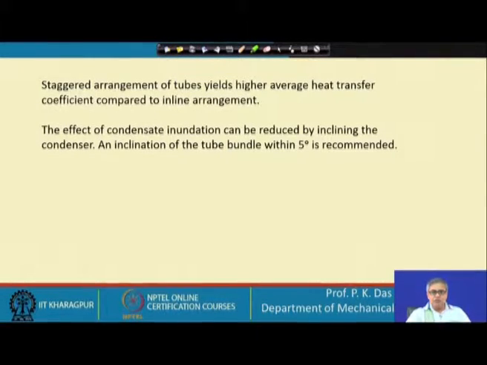So, it will thin down the liquid film, and at the same time the detrimental effect of condensate inundation will be reduced. Generally some inclination, we cannot go for very large inclination, as that will have other effects on the design of the condenser. So, generally within 5 degrees we try to limit the inclination of the tube to get some sort of relief from the effect of inundation.